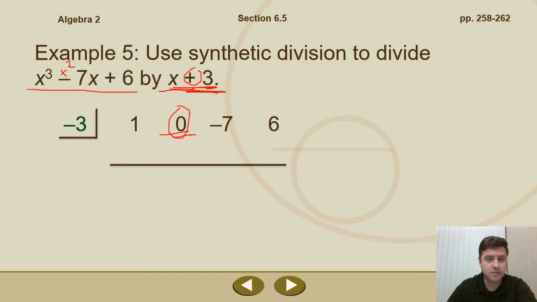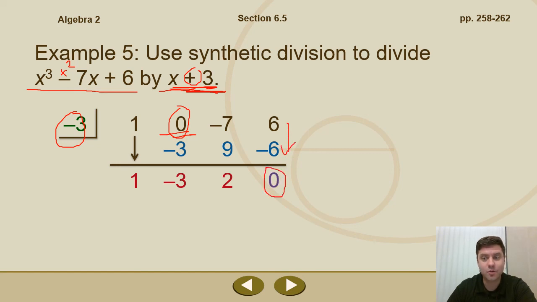And now we do the same thing. Remember, we start by bringing down the 1. Then we multiply that 1 by the negative 3, whatever's in this box, and we get a negative 3. We add down, so 0 plus a negative 3 is just negative 3. Negative 3 times a negative 3 gives us a 9. We add down: negative 7 plus 9 is a 2. 2 times negative 3 is a negative 6. And notice what happens here. When we add down, we get a 0, which means our remainder is 0.